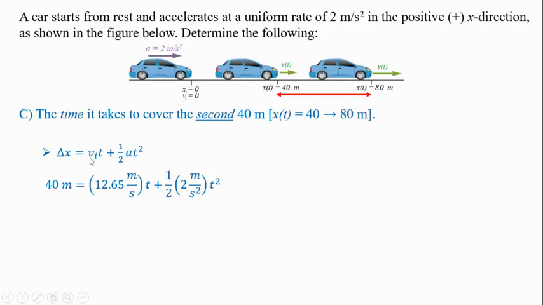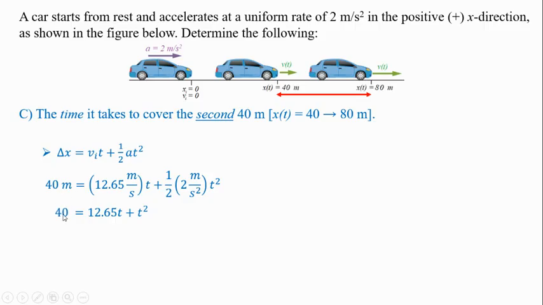So I know my initial velocity is 12.65 because I calculated that in part A. I carry the delta x down, and then the a is carried down as 2, and then t squared I don't know because that's what I'm asked to find. So if you simplify all this, here I just cleaned up a little bit. I left all the units out.